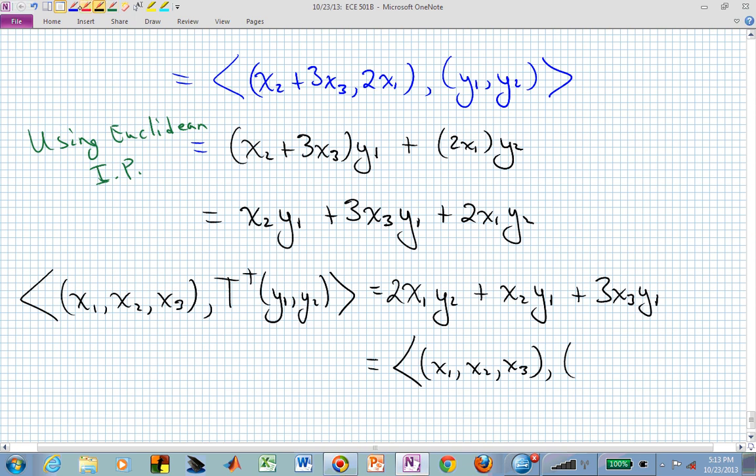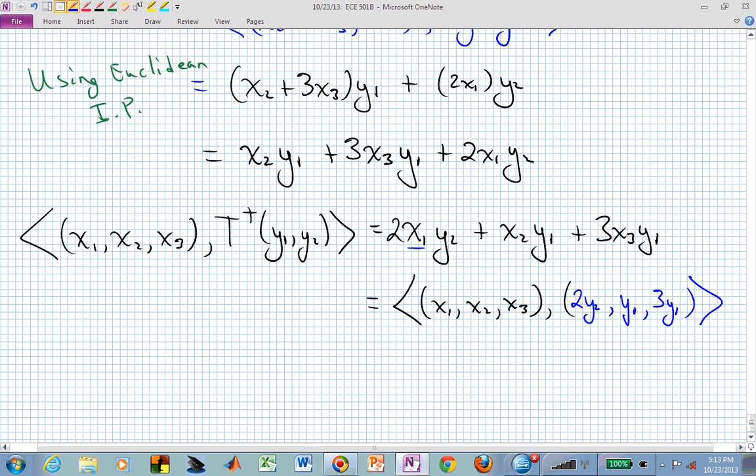Does everybody see what I'm trying to do? I need to say, well, what's scaling x1? Well, that's just 2y sub 2. So when I form the inner product in V with something over here, then I'm going to get what I need, which is this scalar. Now, what scales x sub 2? That's y1. And what scales x sub 3? 3y1.